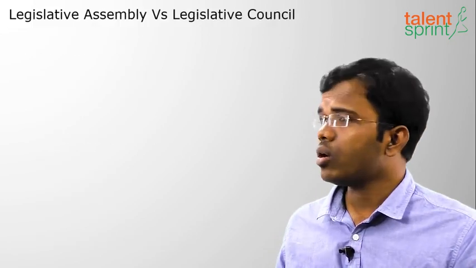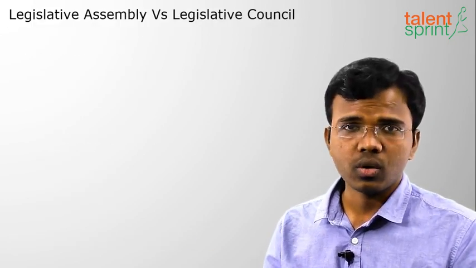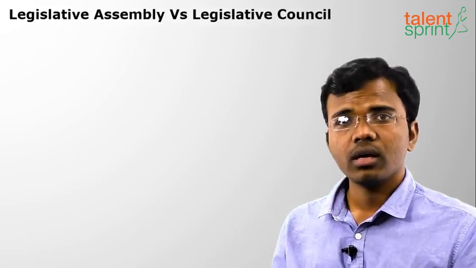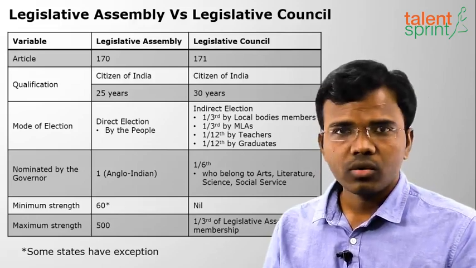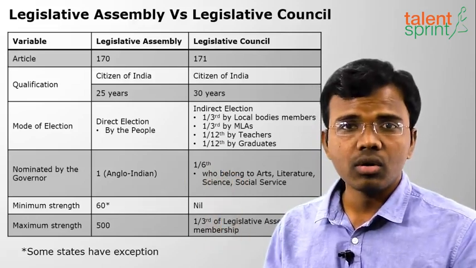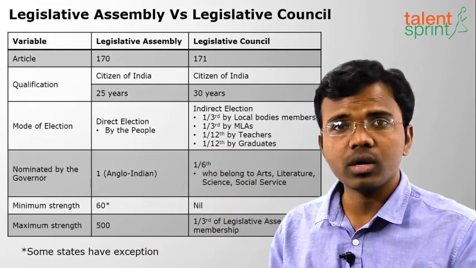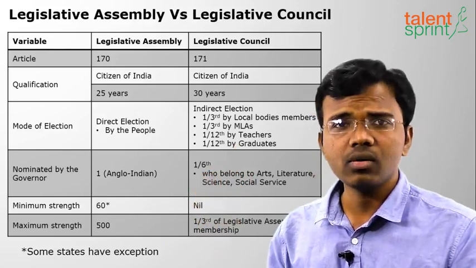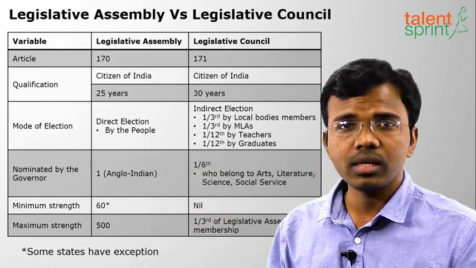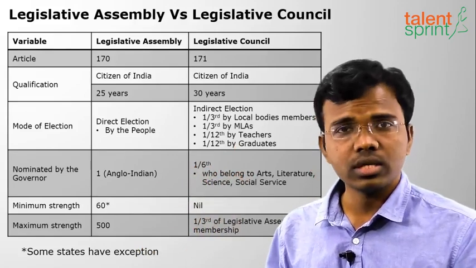Okay. So moving on to the comparison between legislative assembly and council. So we shall compare both of them. So coming to the articles. The article number 170 talks about the legislative assembly and 171 talks about the legislative council. And what is the qualification for legislative assembly? It is citizen of India, and also for council also citizen of India.